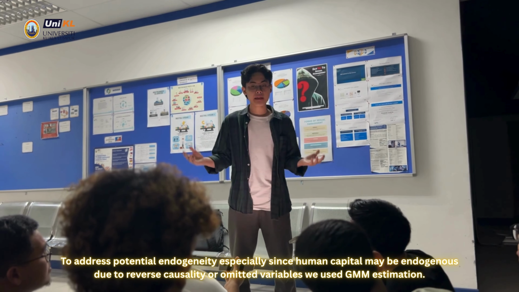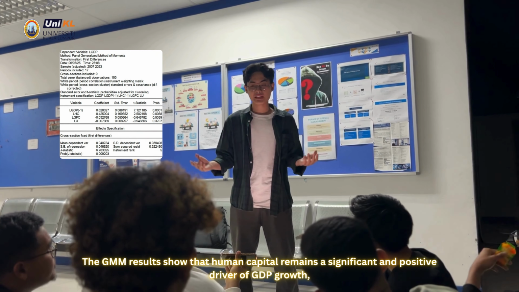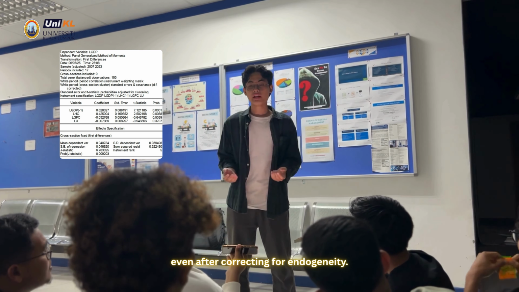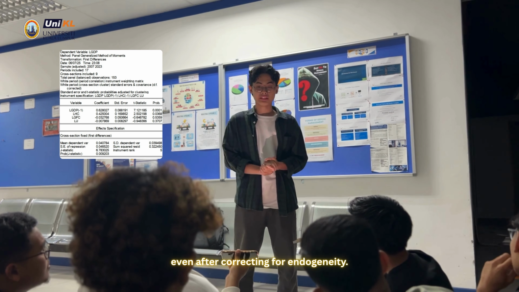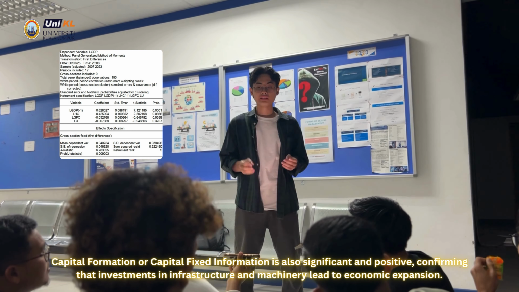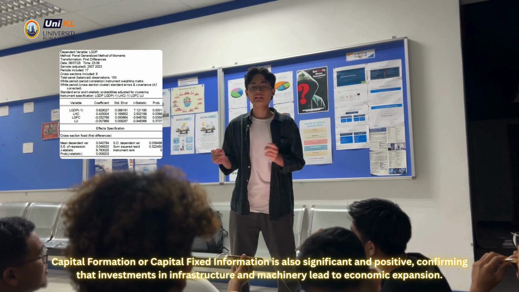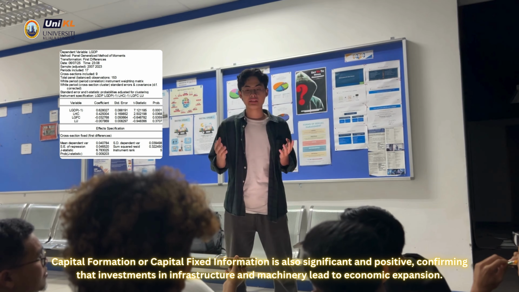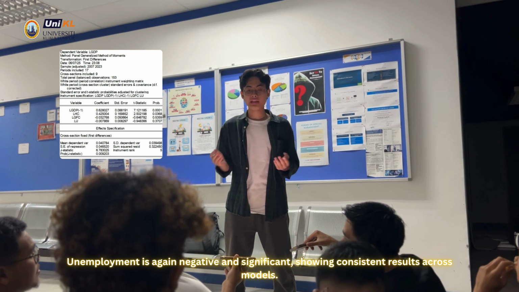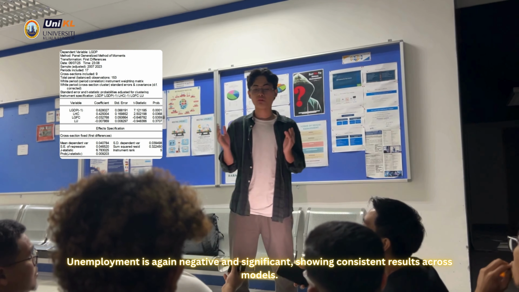We use GMM estimation. The GMM results show that human capital remains a significant and positive driver of GDP growth, even after correcting for endogeneity. Capital formation, or gross fixed capital formation, is also significant and positive, confirming that investment in infrastructure and machinery leads to economic expansion. Unemployment is again negative and significant, showing consistent results across models.